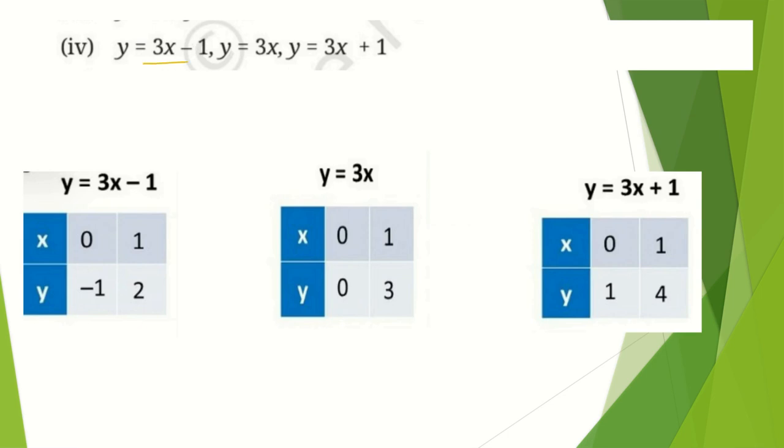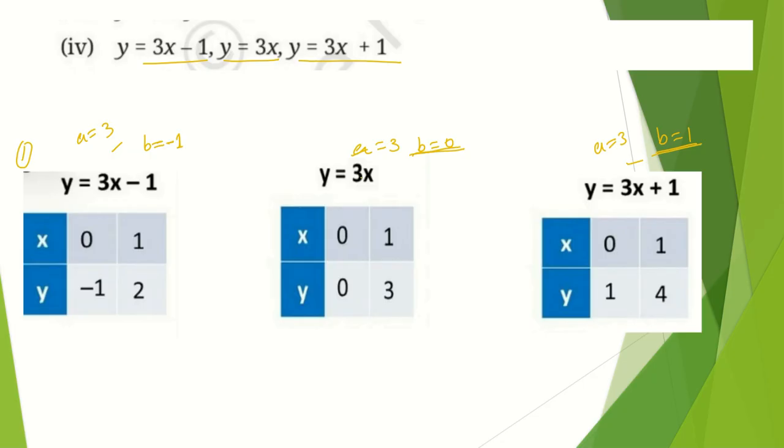Next question: y is equal to 3x minus 1, y equal to 3x, y is equal to 3x plus 1. So three graphs, where here your b is minus 1, a is 3; here your a is 3, b is 0; here your a is 3, b is 1. So without any confusion, you can tell that in the first case b is negative, so it will intercept the y-axis below the origin. In the second case, it will intercept y at the origin since b equals 0. In the third case, it will intercept y above the origin because b is positive 1.